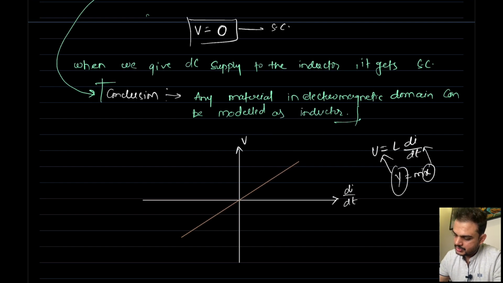This is a straight line passing through the origin according to y is equal to mx. So this is my inductor. This is the VI characteristic of the inductor, similar to the resistor. Here we can see it is linear, same as the resistor. It is linear because there is no saturation. That's why this inductor is considered as what?